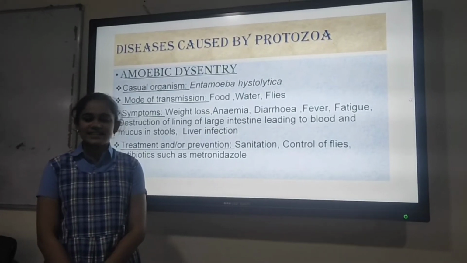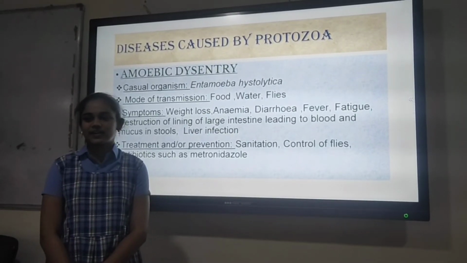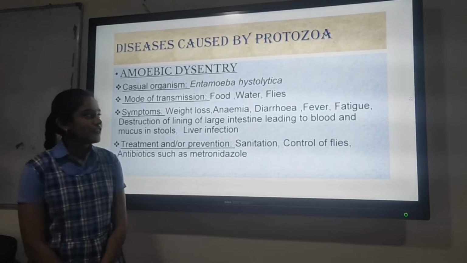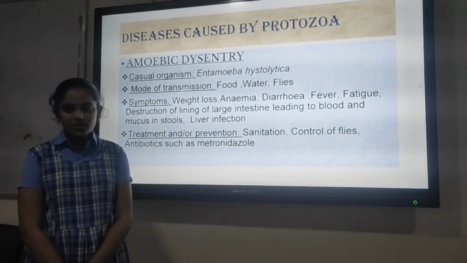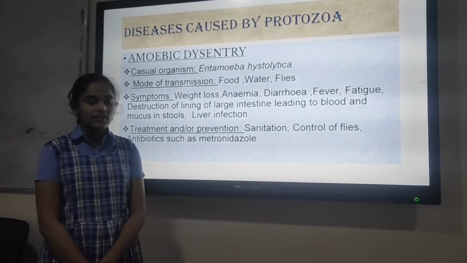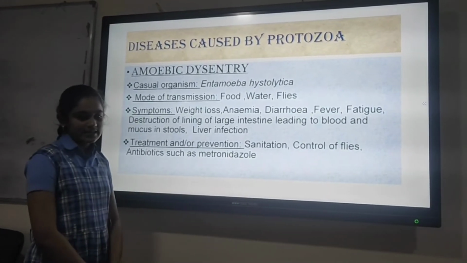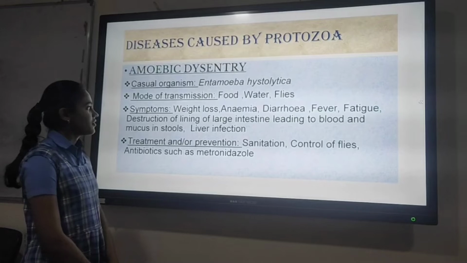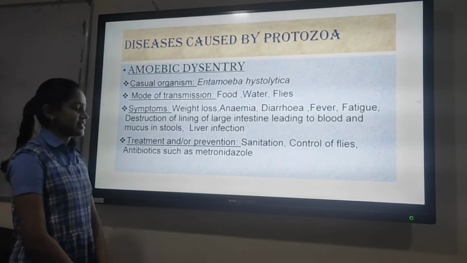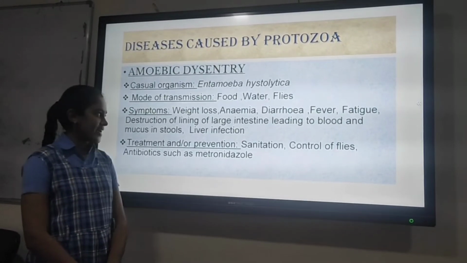Now, let us discuss some diseases which are caused by microorganisms called protozoa. First, amoeba is a type of protozoa, as we all know. It causes a disease called amoebic dysentery. Its causal organism is known as Entamoeba histolytica. The mode of transmission of amoebic dysentery is through food, water, and flies.